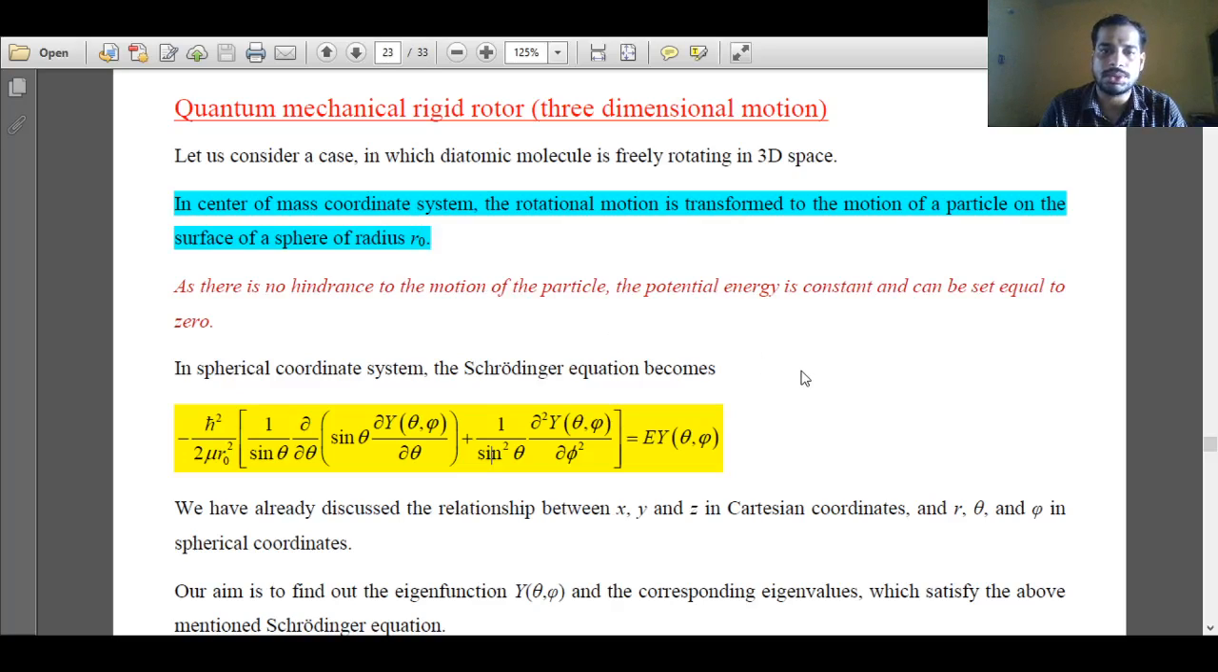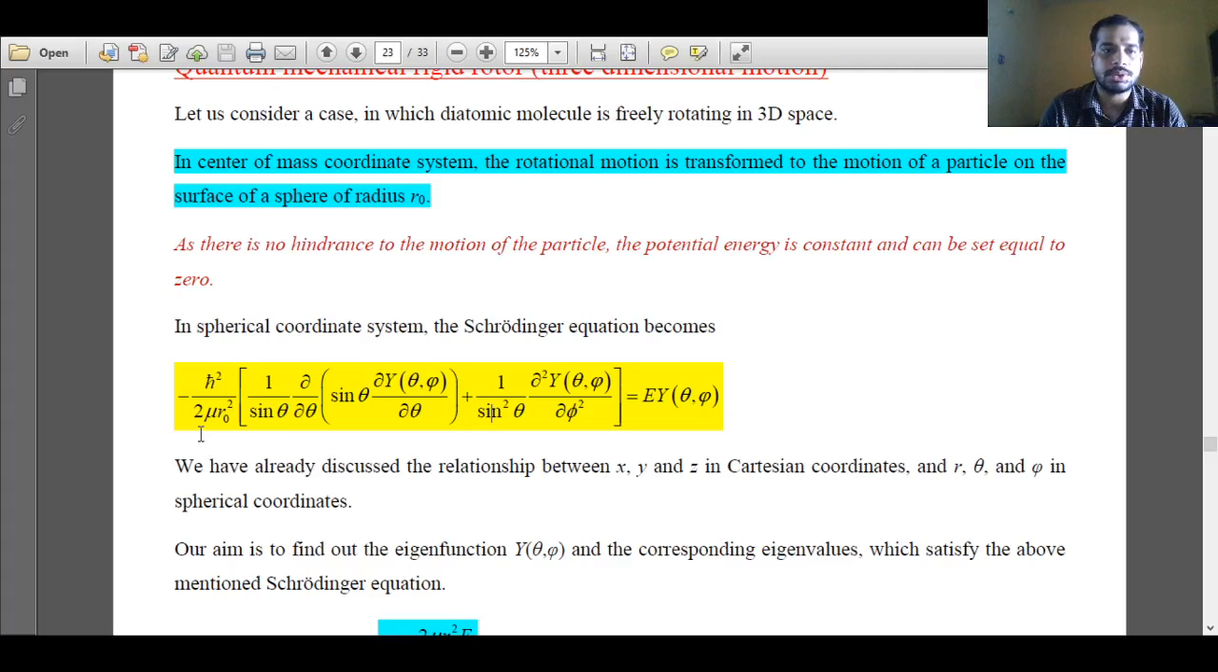So we'll set up the time independent Schrodinger wave equation in spherical polar coordinates. We will not prefer the Cartesian coordinate, rather we will prefer the spherical coordinate system. We will solve the Schrodinger wave equation, try to extract some meaningful information from it, and relate the energy associated with rotation and the bond length of the diatomic system.